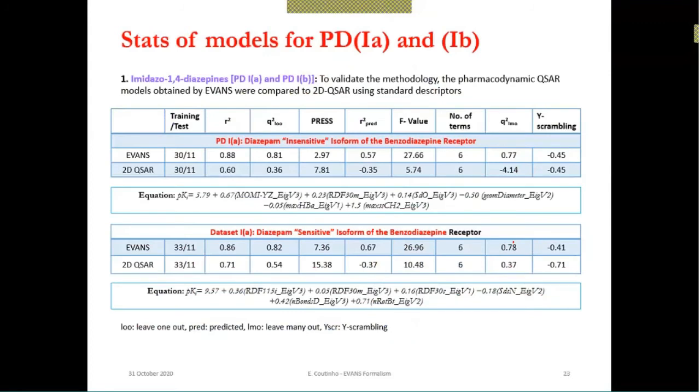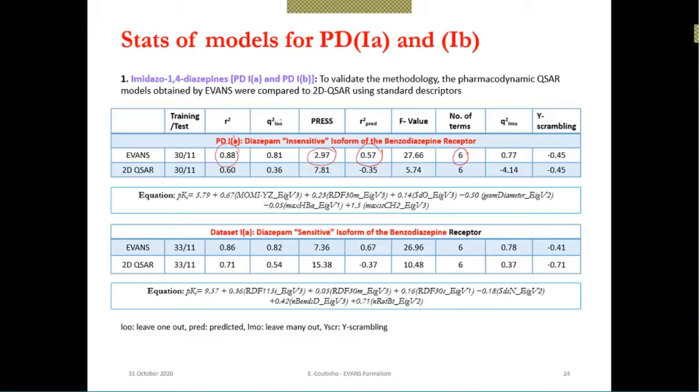Let's look at the models. I'm going to give you the statistics for the EVANS methodology, first for the PD1B data set, the diazepam-insensitive isoform of the benzodiazepine receptor. We see the model has an R-square of 0.88, a very small PRESS, and a fairly good R-square predict, which is greater than 0.5. The number of terms used to build this model is only 6. And here is the cross-validation, leave-one-out and leave-group-out. You can see the cross-validation is also quite good.